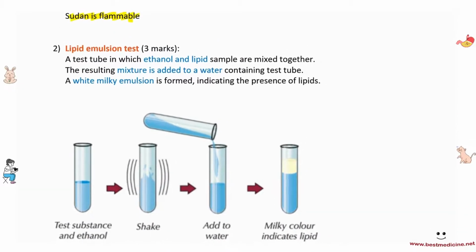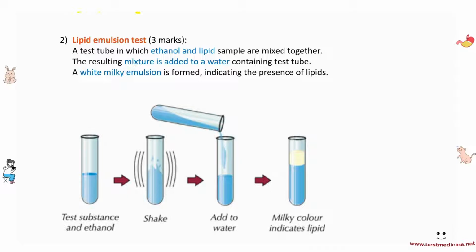Number 2, we've got the lipid emulsion test. This again comes for 3 marks. Why does it come for 3 marks? Because it's got an extra step, okay? So what do you do here? You take a test tube in which ethanol and lipid sample are mixed together. Then the resulting mixture is added to a test tube containing water.